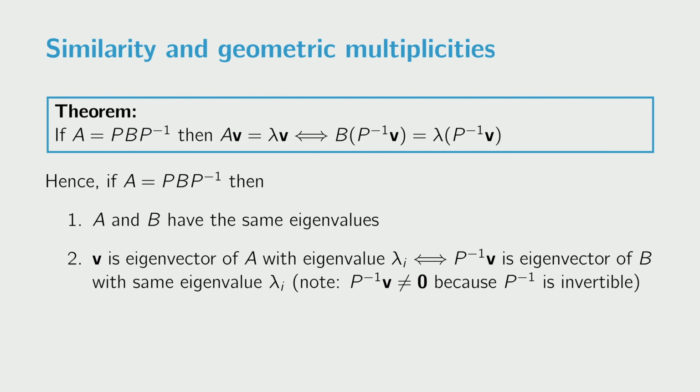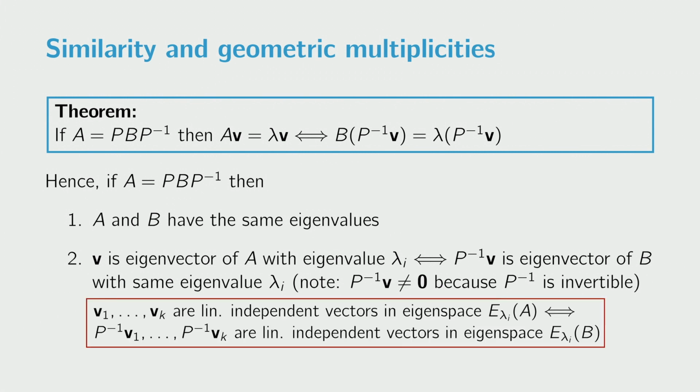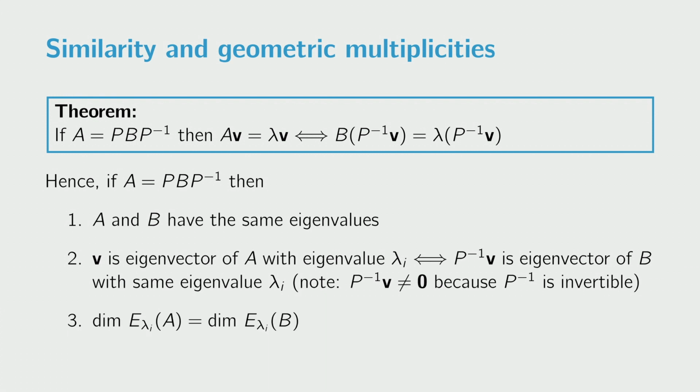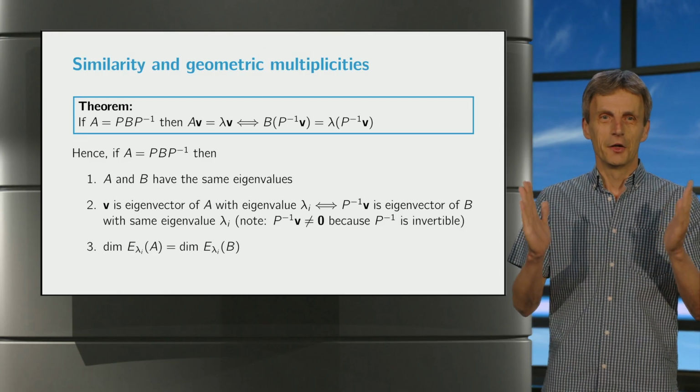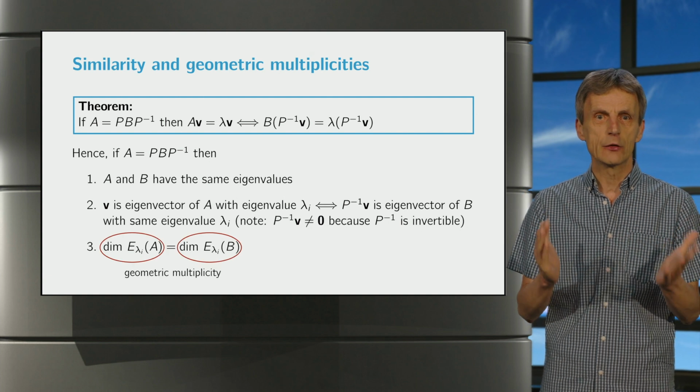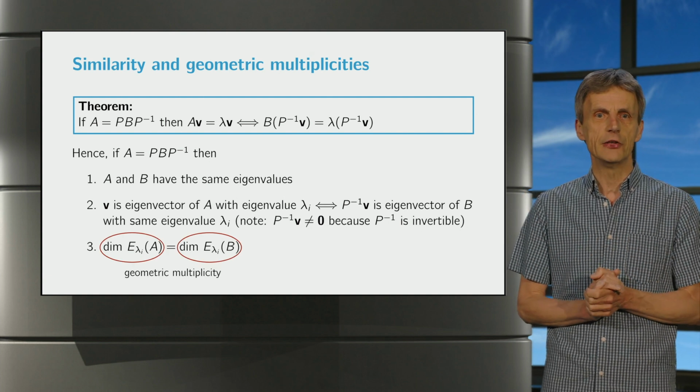Note that P inverse times v cannot be the zero vector if v is unequal to 0, because the matrix P inverse is an invertible matrix. Also note that this property can be generalized to the property shown here due to the fact that P inverse is an invertible matrix. This implies that the dimension of the eigenspace of A associated to the eigenvalue lambda_i is equal to the dimension of the eigenspace of B associated to the eigenvalue lambda_i. Recall that the dimension of an eigenspace is equal to the so-called geometric multiplicity of the corresponding eigenvalue.